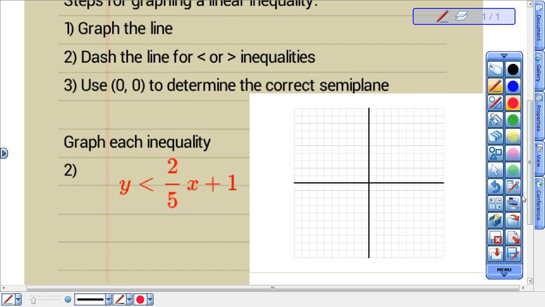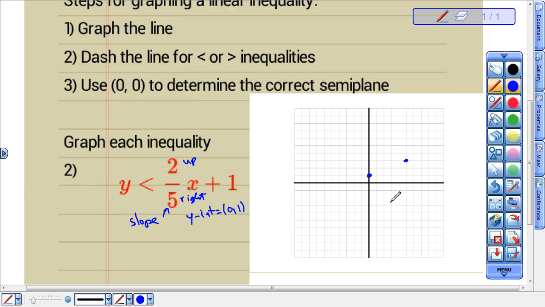We have the inequality y is less than 2 divided by 5 x plus 1. To graph this, we know the slope is 2 divided by 5, and the y-intercept would be the point (0, 1). So let's plot the point (0, 1) on the graph. Using the slope, we will go up 2 units and we will go right 5. So from this point, 2 units up, then 1, 2, 3, 4, 5 over.